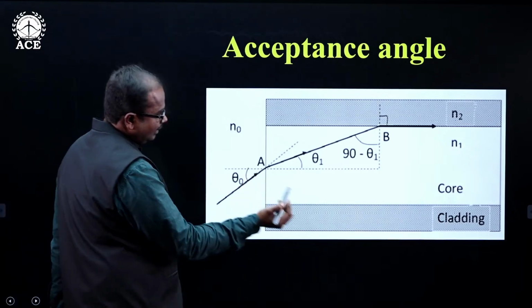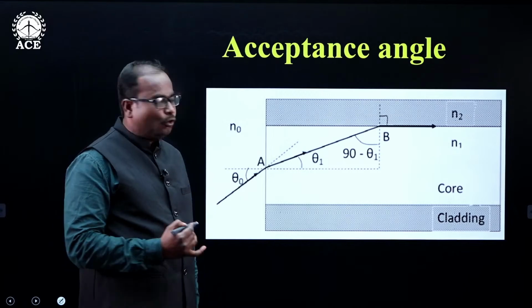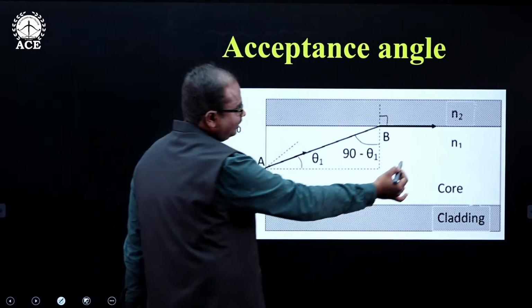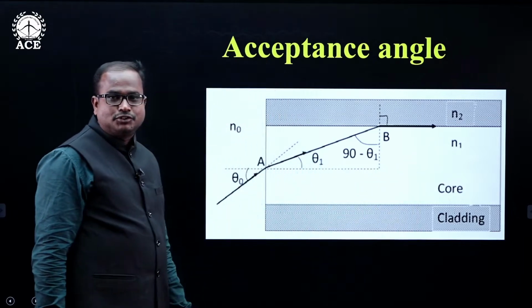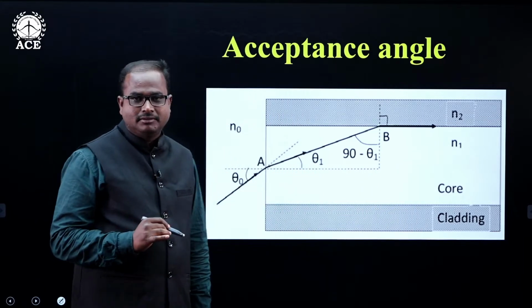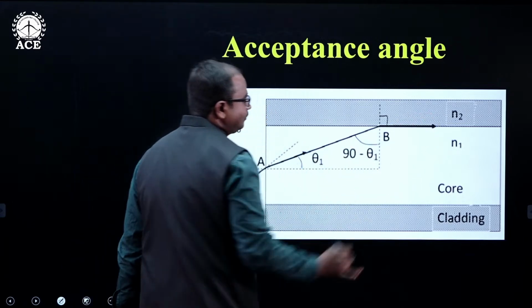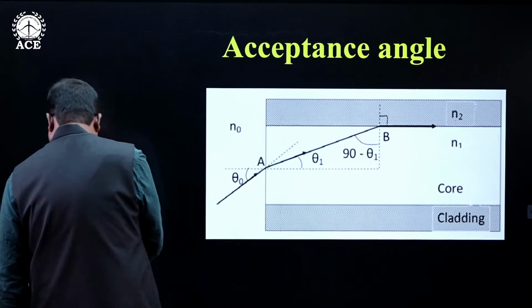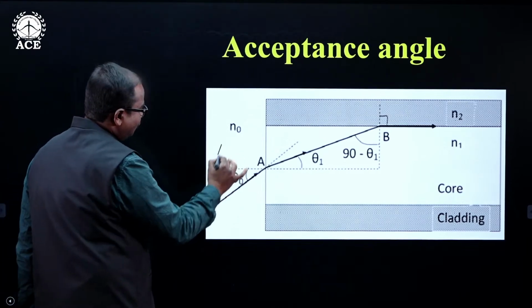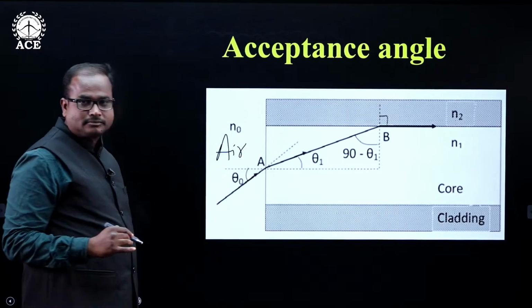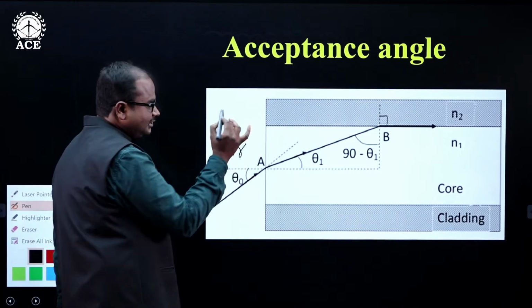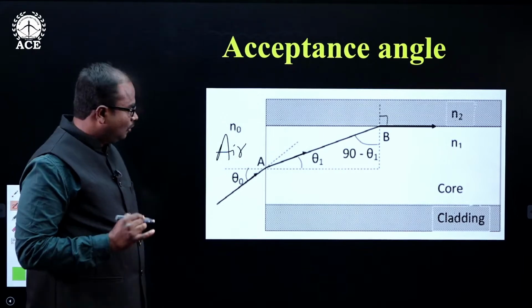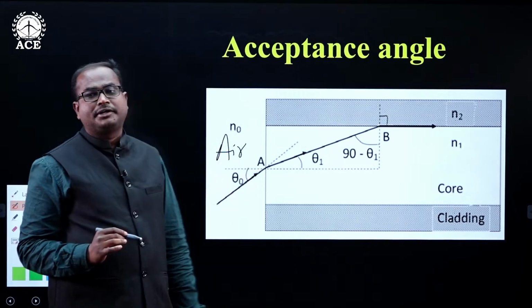Just before, I have considered core and cladding. The inner one is the core, whose refractive index is N1. This core is surrounded by cladding, whose refractive index is N2. Now the light ray is launched from air, the air medium, whose refractive index is N0. So this launching angle is very important.